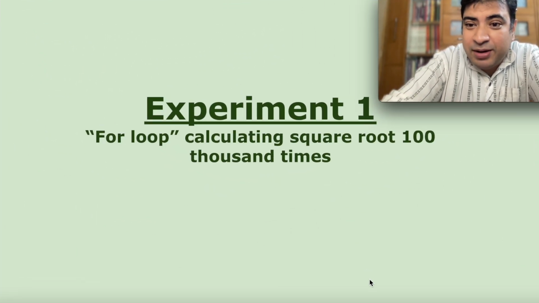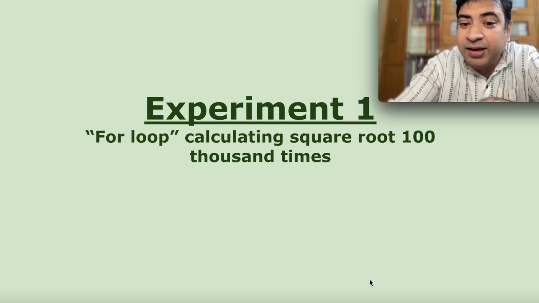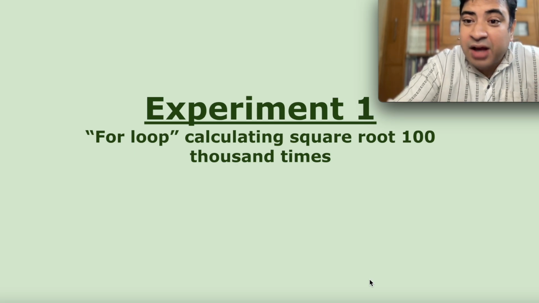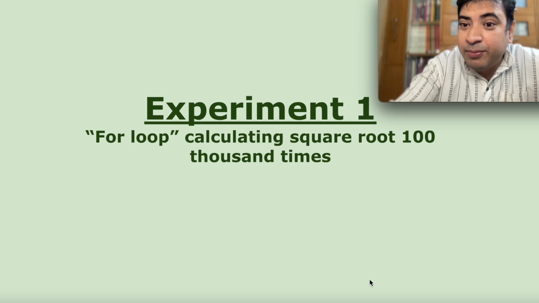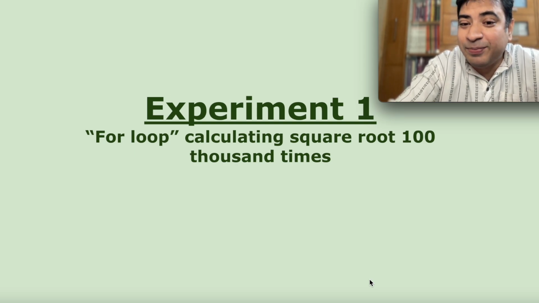In this first experiment, we are going to see how we can have a for loop calculating square root 100,000 times, or 1 lakh times, and the same Java program will be run using the Java command, which means using the normal JVM. And then we are going to use the native image. We are going to compile the program to the native image using the GraalVM SDK. And then we are going to see how soon that native image, which is a binary file, runs. The result would be interesting. So let us go ahead and see that.